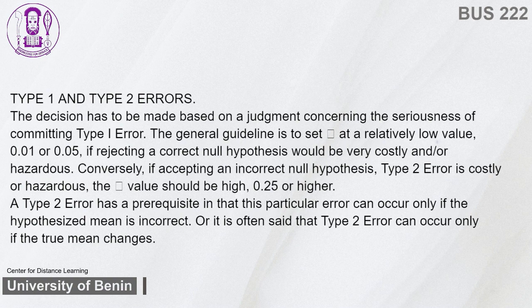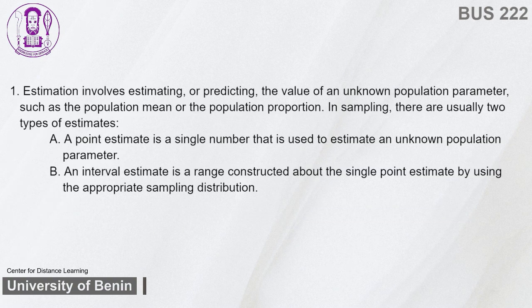Summary for Study Session 3. In this study session, please note the following. 1. Estimation involves estimating, or predicting, the value of an unknown population parameter, such as the population mean or the population proportion. In sampling, there are usually two types of estimates. A. A point estimate is a single number that is used to estimate an unknown population parameter. B. An interval estimate is a range constructed about the single point estimate by using the appropriate sampling distribution.